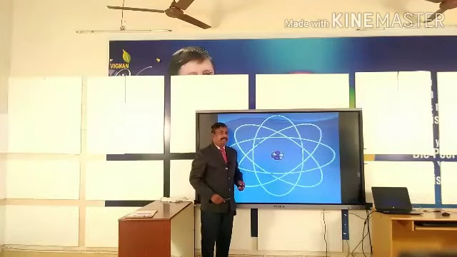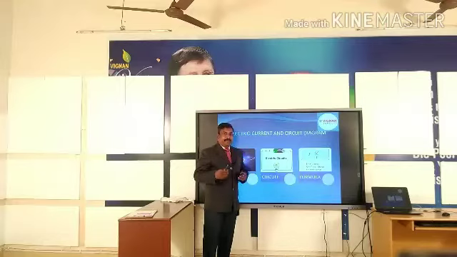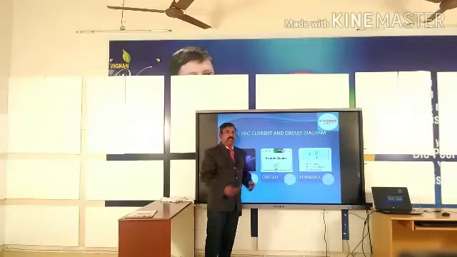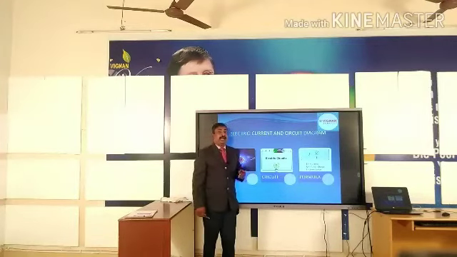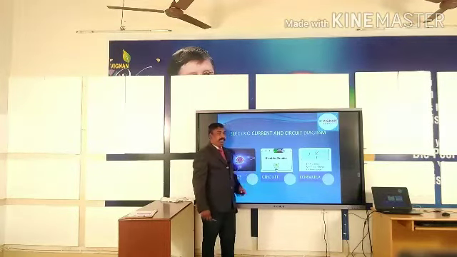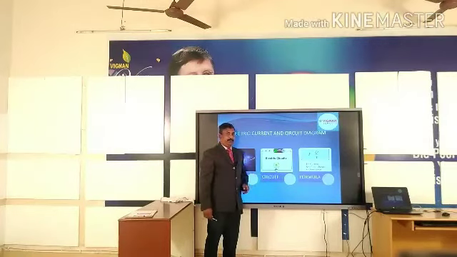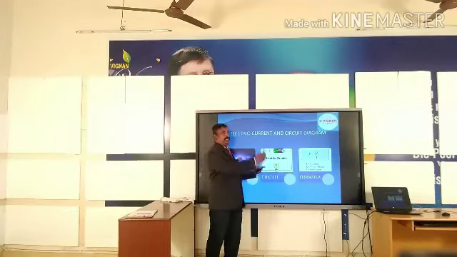But when we make these objects move, when we make these charges move, then that study of charges in motion we will call current electricity. Our chapter is dealing with current electricity. But to make the charges move, we need an arrangement, an electric circuit. This electric circuit will make the charges move in the wires.